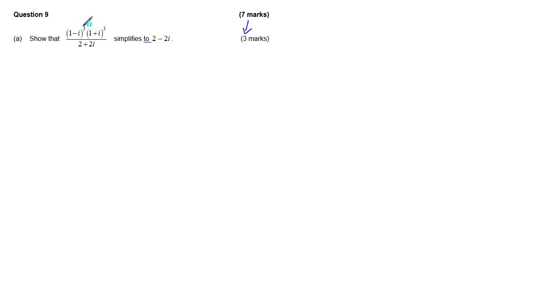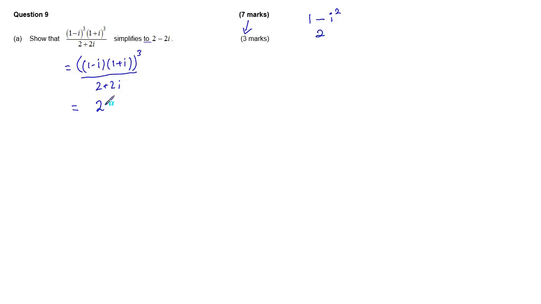So we must actually show some working. Now expanding 1 minus i all cubed and 1 plus i all cubed could be quite a bit of work, but there's a shortcut here, in that we can make this into (1 minus i)(1 plus i), all cubed, over 2 plus 2i. Here we have a difference of 2 squares, so that's going to be 1 minus i squared. And of course i squared is negative 1, so that just becomes 2.